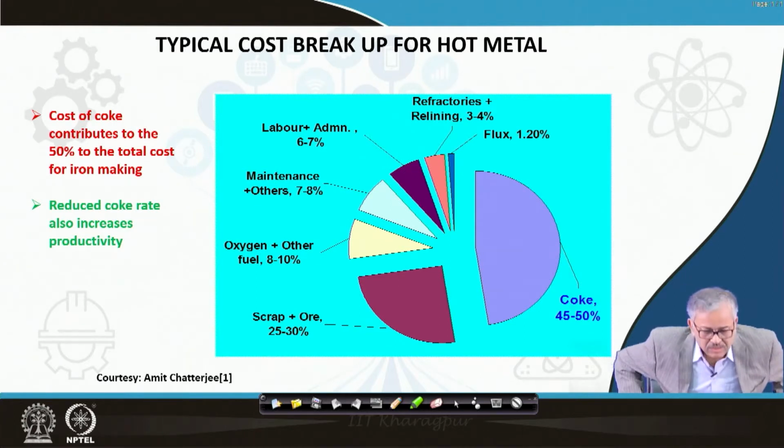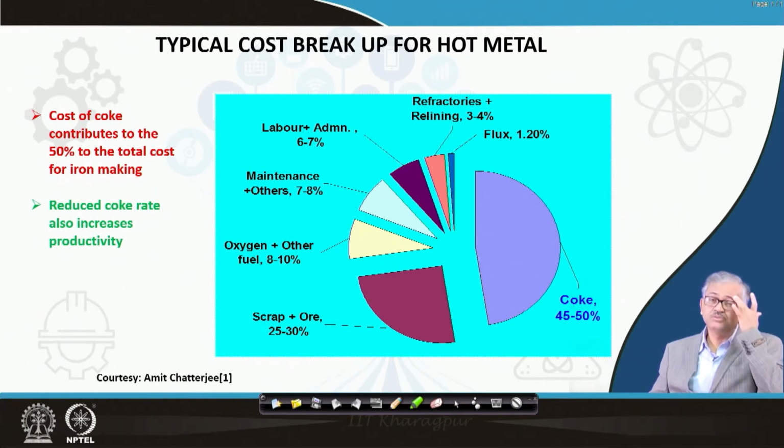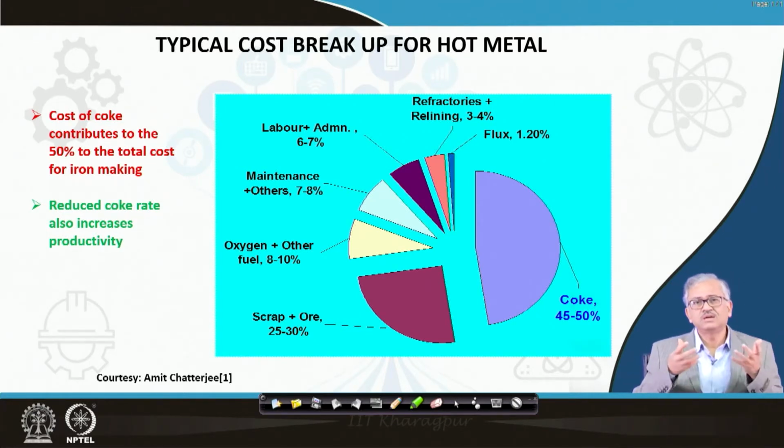Obviously, if you can reduce the coke rate in the blast furnace, you can increase the productivity, because in the productivity definition I said P is equal to Q by K, and K is in the denominator. If you reduce the coke, you are making some space for the iron ore. So your productivity obviously will be more, right.